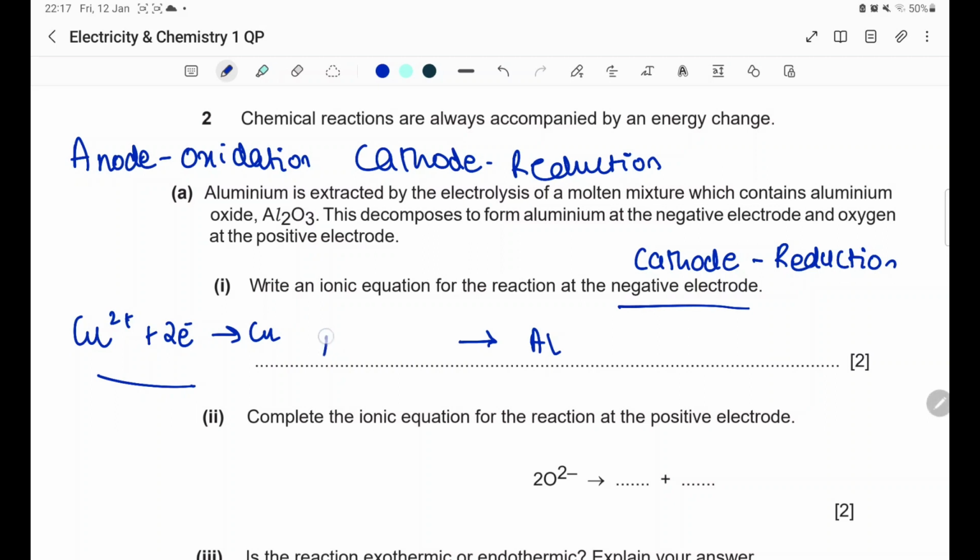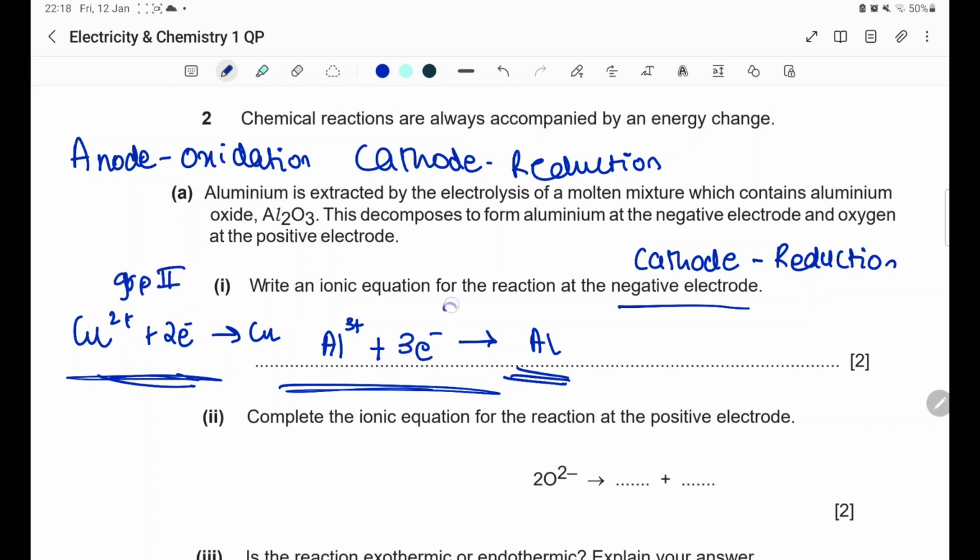So aluminum's ion is 3+ because it is in the 3rd group of the periodic table, so it's going to be 3+. And for it to become Al without any charge, you're going to have to add 3 electrons. So this will be your reduction. As you can see, it's following the same pattern. It's the exact same thing. The simple change is that copper requires 2 electrons to be gained, whereas aluminum requires 3 electrons to be gained, as this is in group 2 of the periodic table, and this is in group 3 of the periodic table.